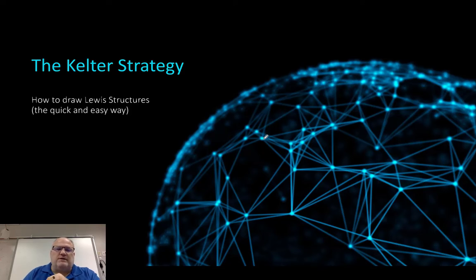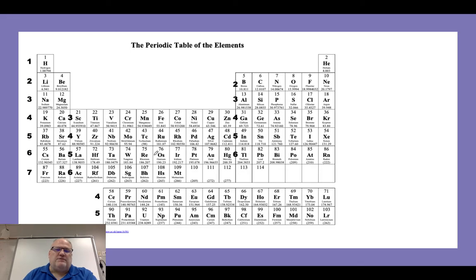All right, so today what I'm going to do is very quickly show you how to use the Kelter strategy. It's an amazing strategy for how to do Lewis structures. And in order to be able to do this, you need to feel very comfortable with your periodic table. Let me remind you of a couple things.